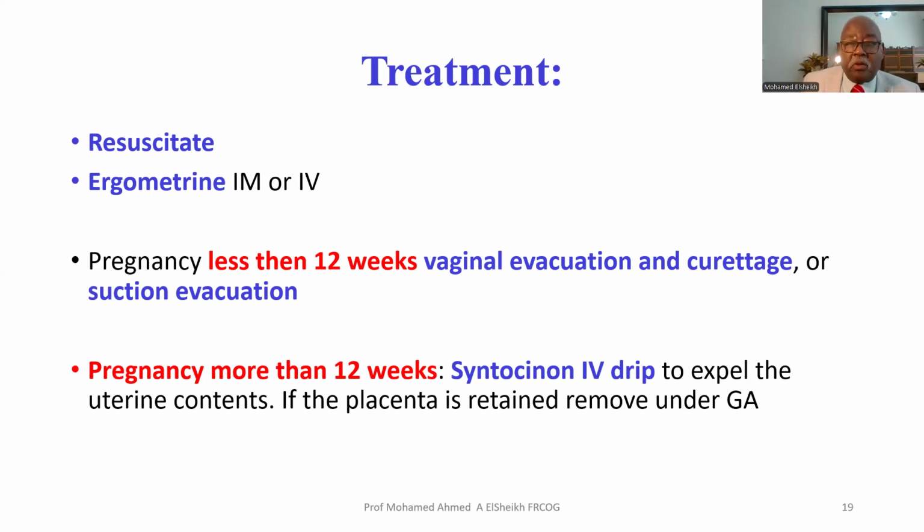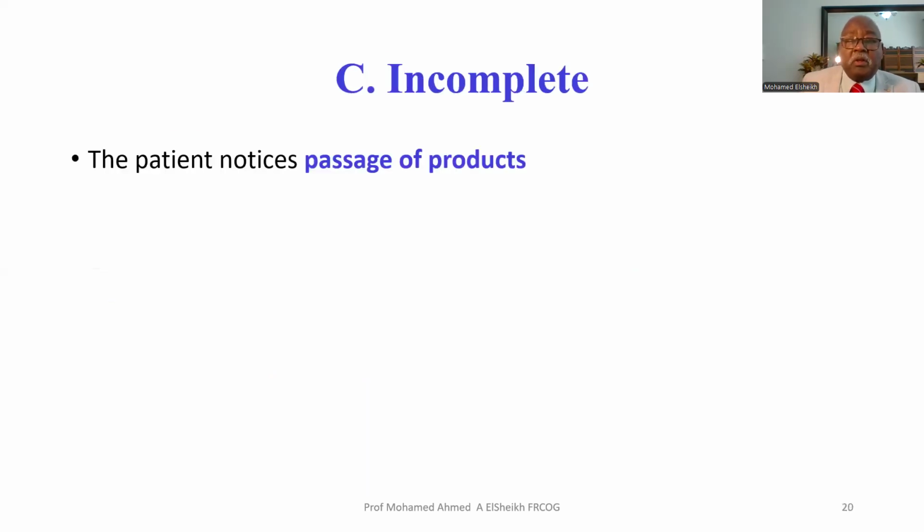So resuscitate, and depending on the gestational age will be the ultimate treatment. The third is incomplete. If you remember the picture we have shown, the patient usually notices the passage of products. Most of the patients usually bring to you what they have passed. And you have to be sure that it is a fleshy thing and not a blood clot, because she could have severe bleeding that causes blood clots that she may feel are part of the conception. So passage of the products is there.